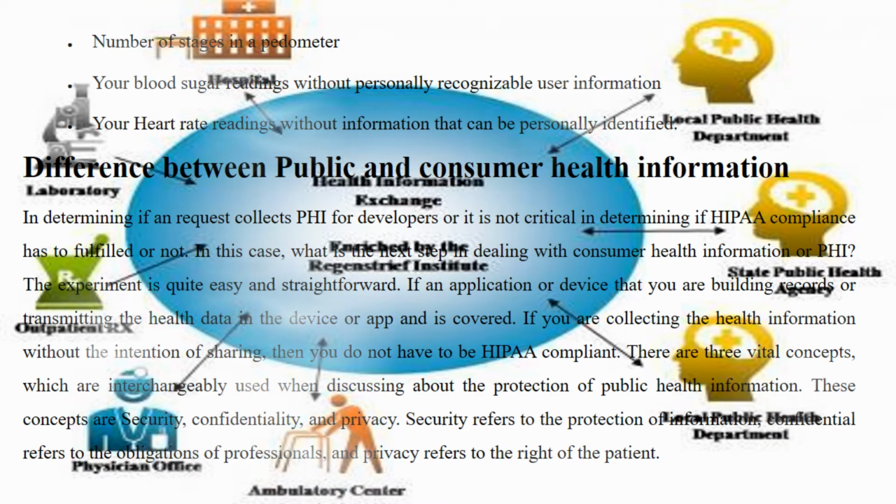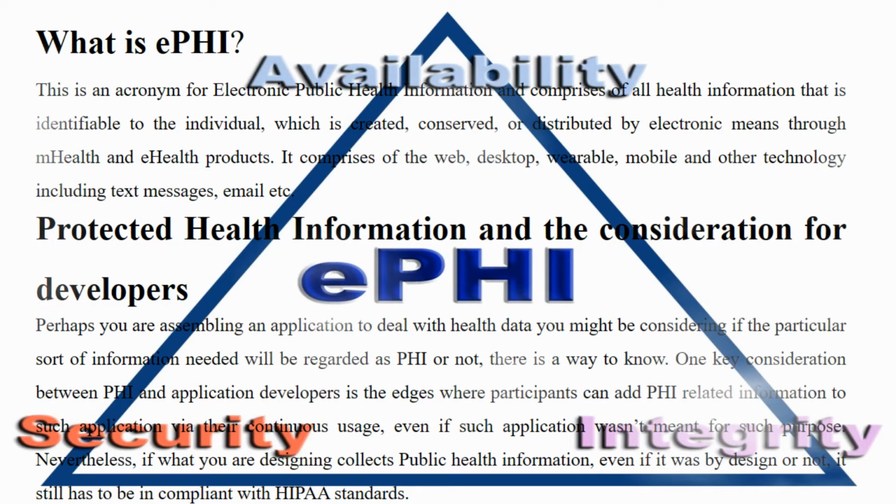There are three vital concepts which are used interchangeably when discussing the protection of protected health information. These concepts are security, confidentiality, and privacy. Security refers to the protection of information, confidentiality refers to the obligations of professionals, and privacy refers to the right of the patient. What is EPHI?